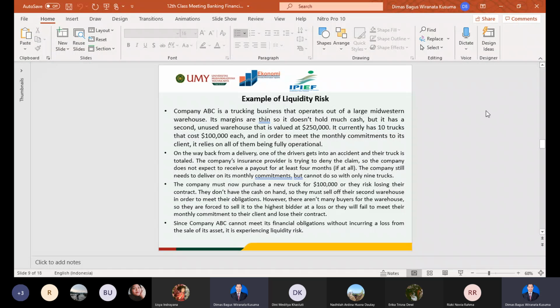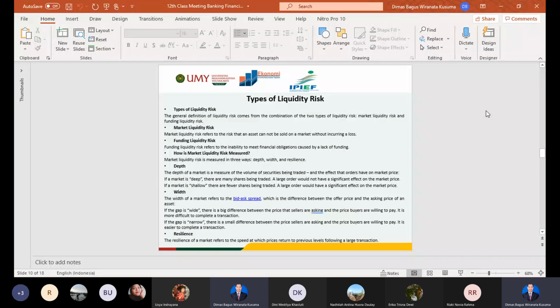So here is the second point about liquidity risk, and here are the types. You can just read by your own later. So we have liquidity risk according to depth, width, and resilience. But overall, sisters and brothers, liquidity risk happens because of a mismatch. My conclusion here is the mismatch between asset and liability.